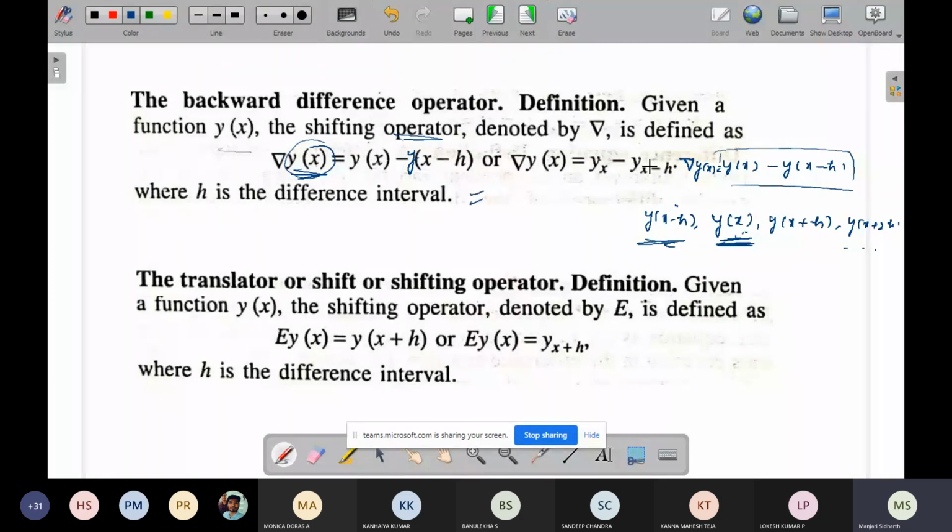Now the translator or shifting operator. Given a function yx, the shifting operator denoted by E is defined as this. If the difference interval is h, means between two consecutive values of x there is a difference of h units. So this shifting operator, when it operates on yx, will shift the argument by h units: E of yx gives y at x plus h, where h is the difference interval.